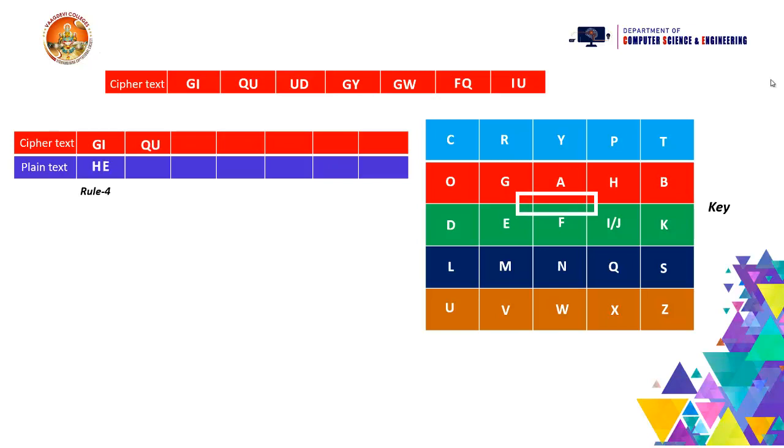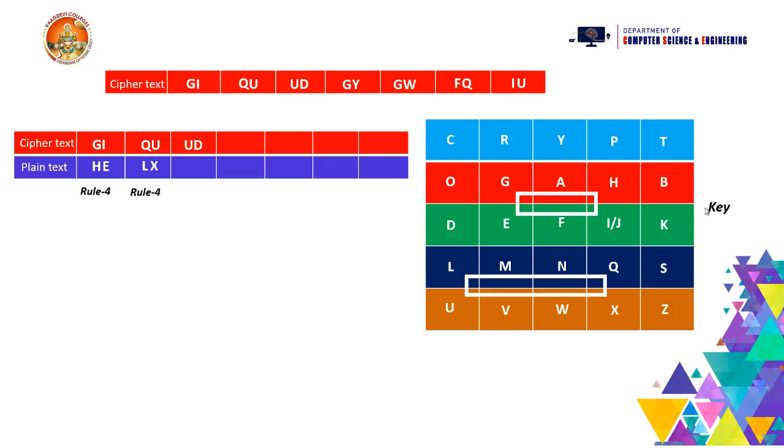Next, QU. Verify Q and U in our key sequence. Q is here, U is here. Both are in different rows and different columns, so rule 4 is applied. Q and U are replaced with the opposite corners of those letters. So Q is replaced with L and U is replaced with X.